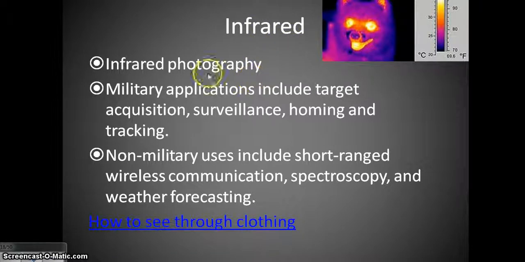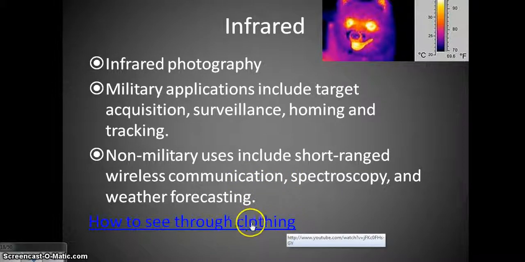We use infrared a lot in night vision photography. So here's a picture of a dog, and you'll see that the eyes and the mouth are really bright yellow, and that means they're very, very warm. Even the ears are kind of warm. But the hair is sort of purple, so it's a lot colder. Military uses infrared quite a bit for target acquisition, surveillance, homing, and tracking. But some non-military uses include short-ranged wireless communication, your remote controls, your Xbox remotes, spectroscopy, and weather forecasting.